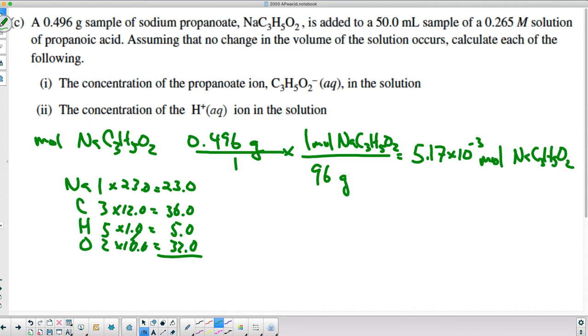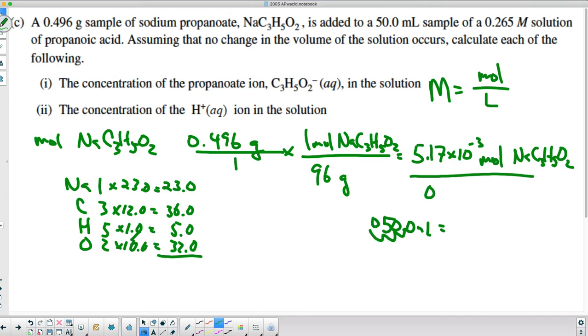Shouldn't be a problem. Now we're going to divide by this number of moles. You guys know that concentration equals number of moles divided by liters, moles per liter. The liters I have is 50 milliliters, which equals 0.050 liters. So my molarity then equals 0.103 concentration. Excellent. Good. Let's keep going.